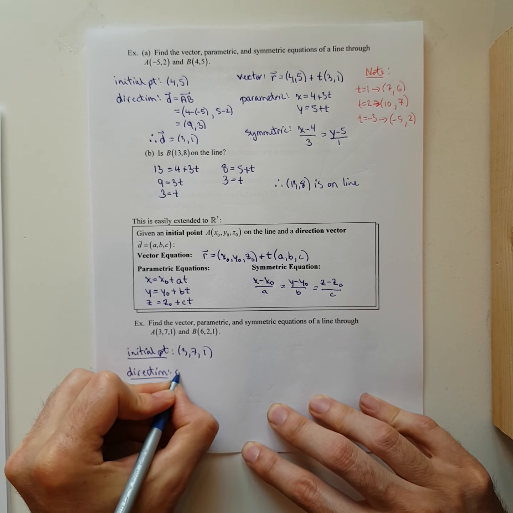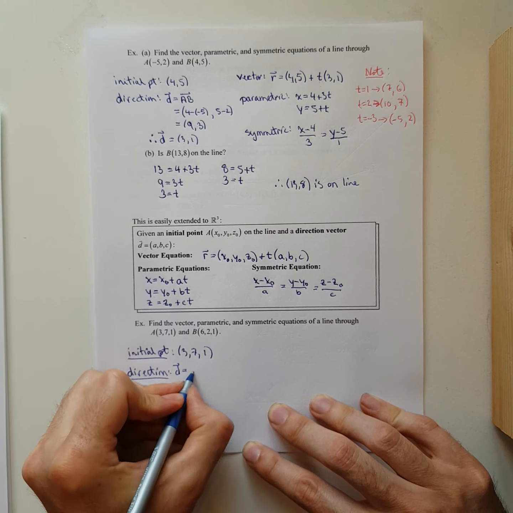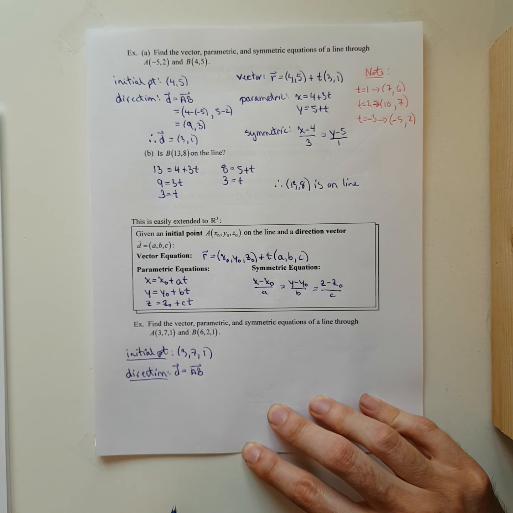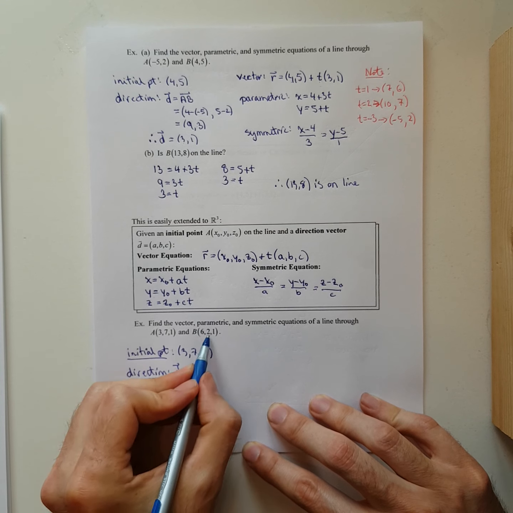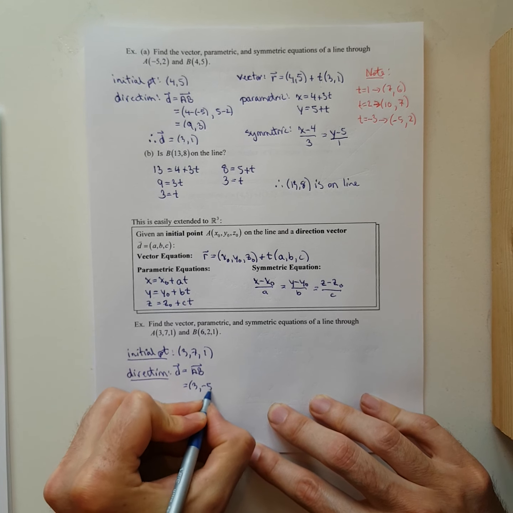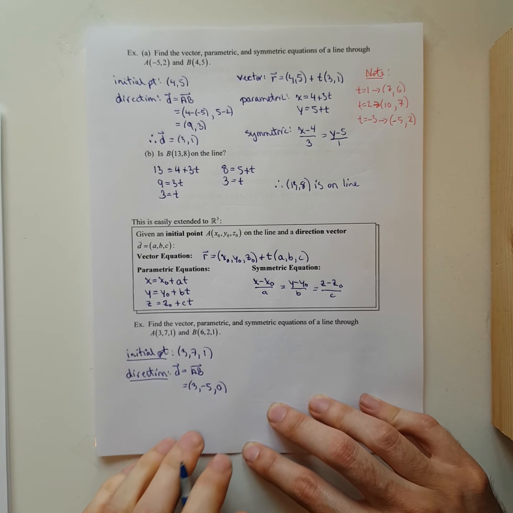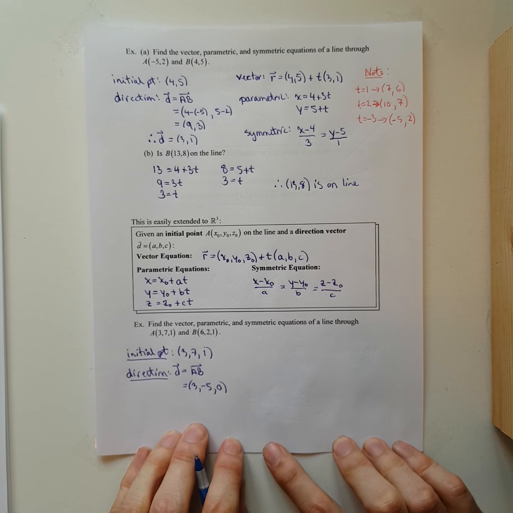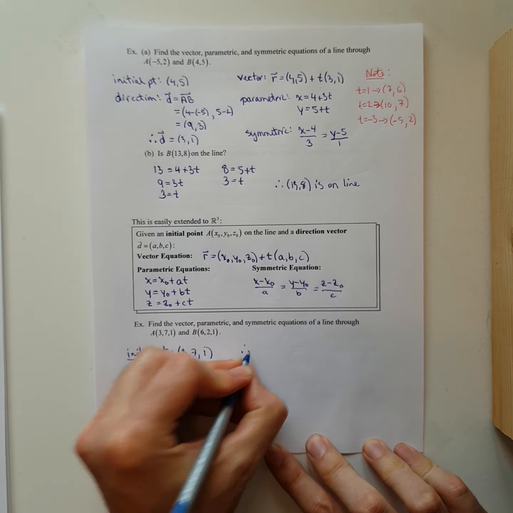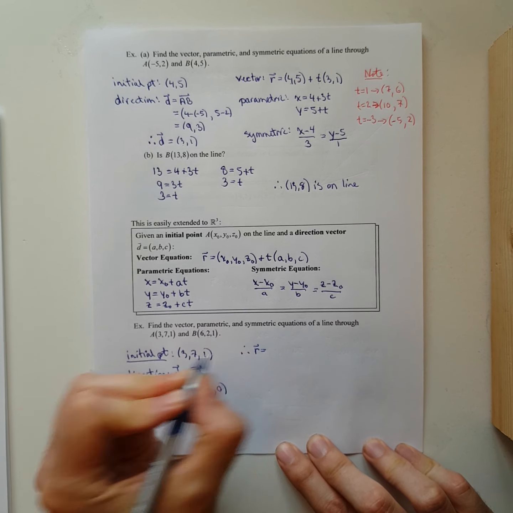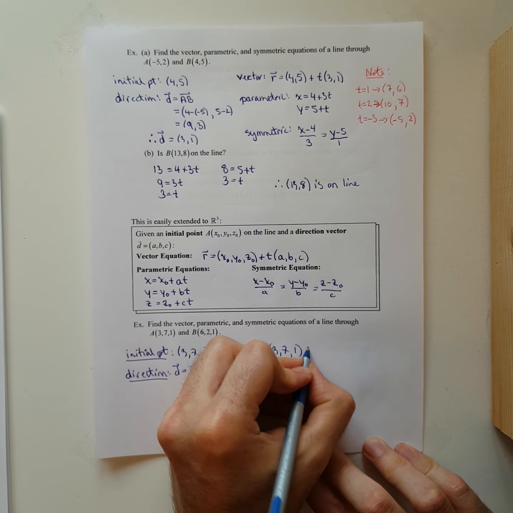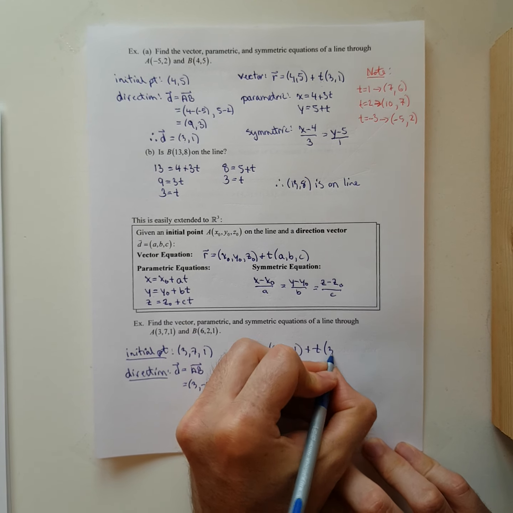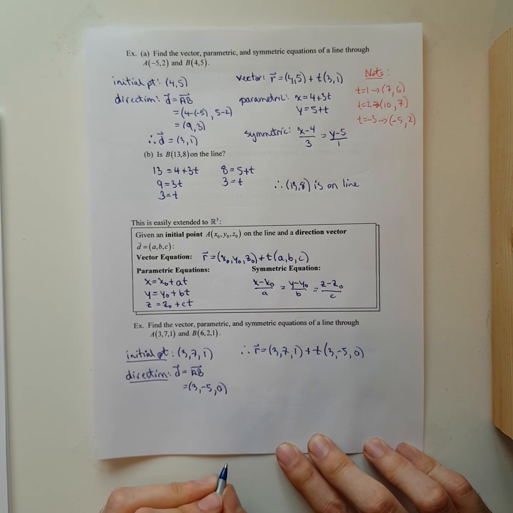Then will be the same idea. If I have 2 points, I can say my direction vector for this line is the same as from A to B. I'm not going to show all the calculations this time. We'll just do them: 6 minus 3, 2 minus 7, 1 minus 1. There's our direction vector for this line. And then we can say, here are our 3 different forms. My vector equation is initial point 3, 7, 1 plus some multiple of that direction, 3, negative 5, 0.